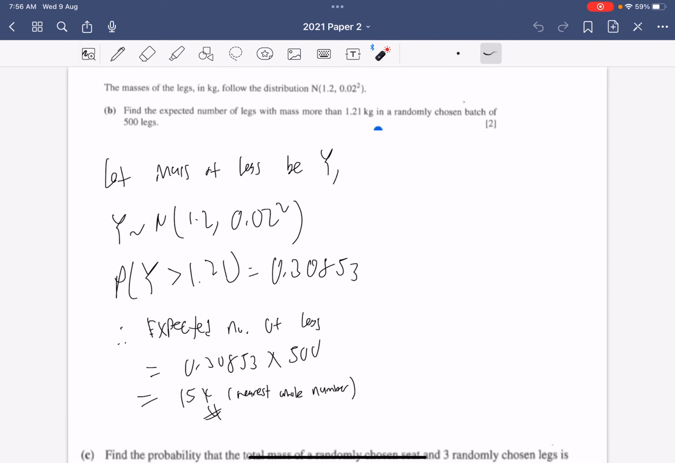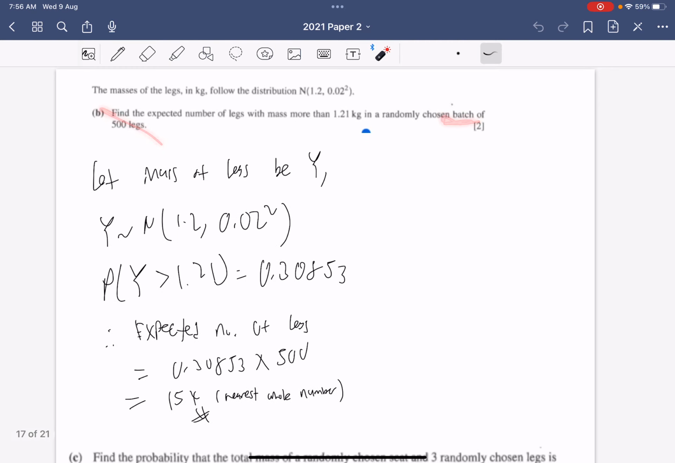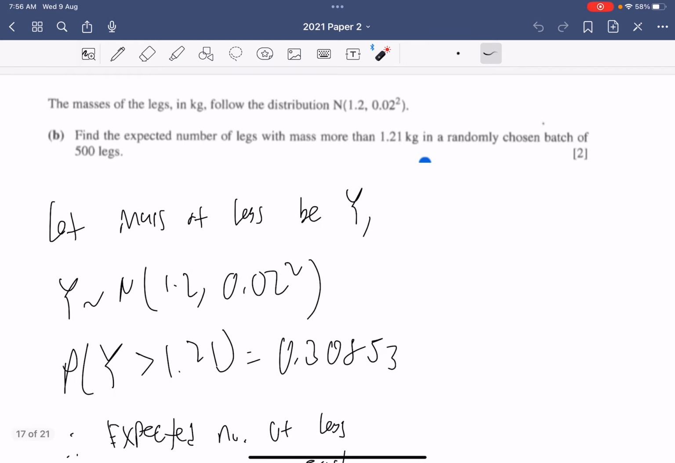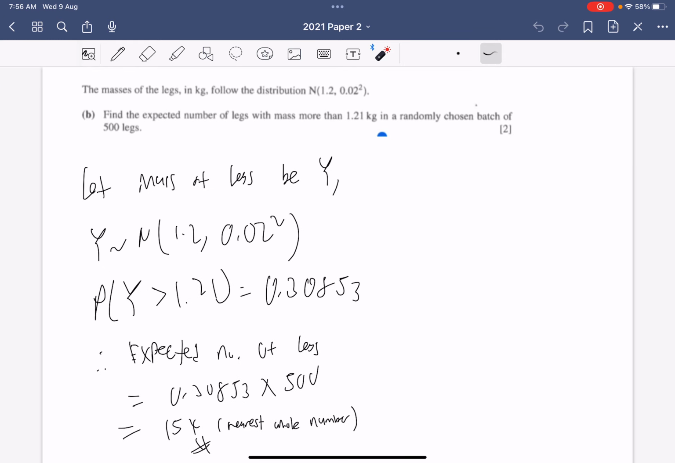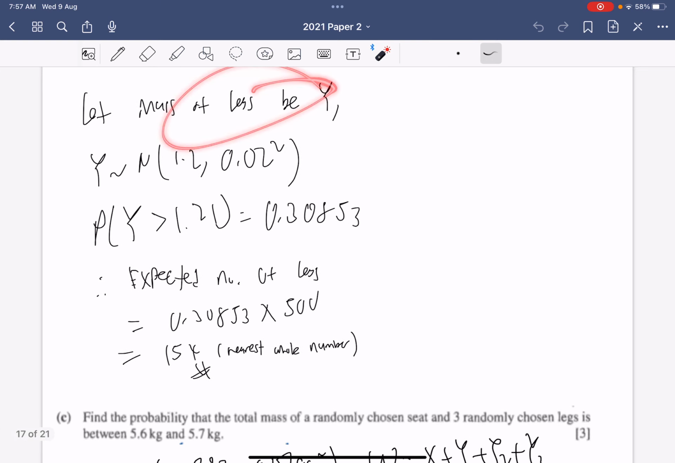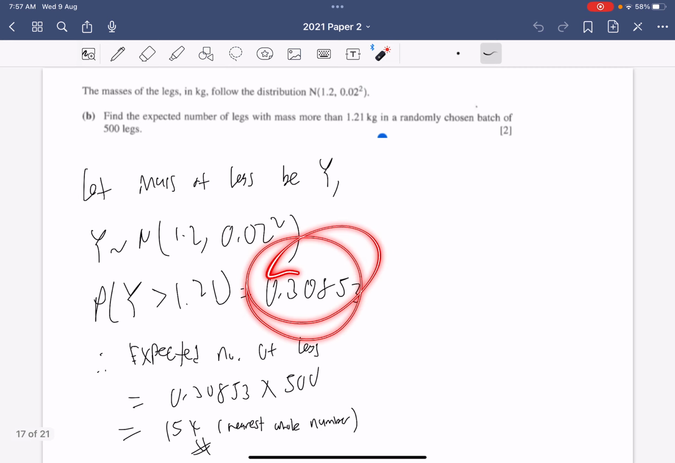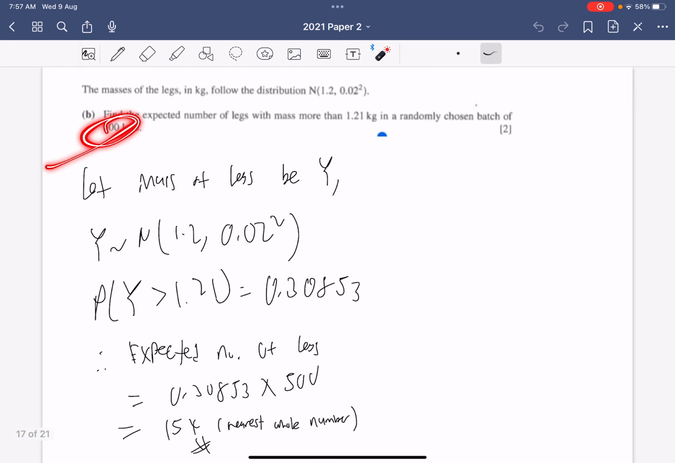Now they say that the masses of the legs are normally distributed as well. So we are supposed to find the expected number of legs with mass more than 1.21 from a randomly chosen batch of 500. So basically, we just need to find the probability that the mass of a leg is more than 1.21. So let the mass of the leg be y and just let y be larger than 1.21. You see that the probability is 0.30853. So the expected number will of course be this probability times 500.